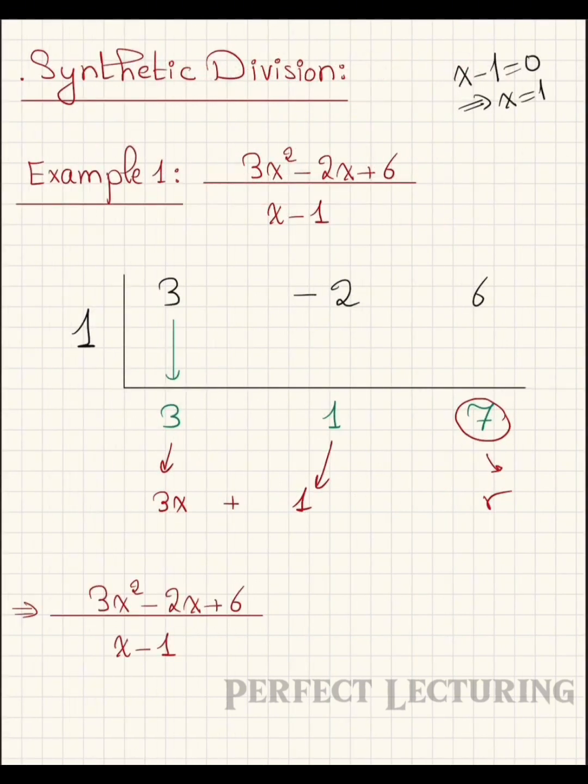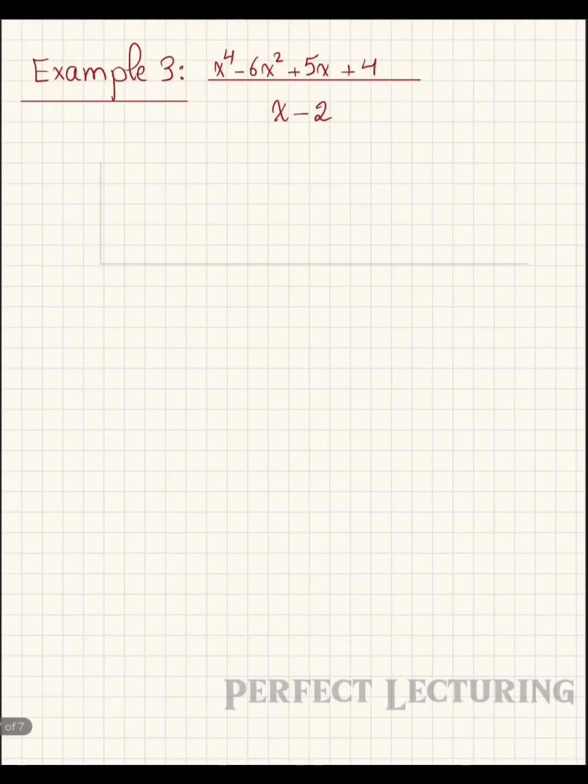Therefore, 3x squared minus 2x plus 6 over x minus 1 is equal to the quotient that I just got, which is 3x plus 1, plus the remainder, that is 7 over x minus 1. As I mentioned, it's way faster than long division, but it only works if the bottom term or the divisor is linear with a leading coefficient equal to 1. Let us do another example.